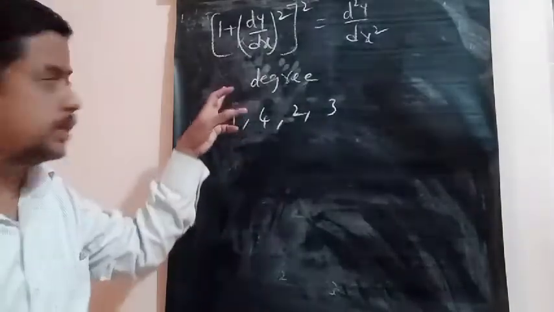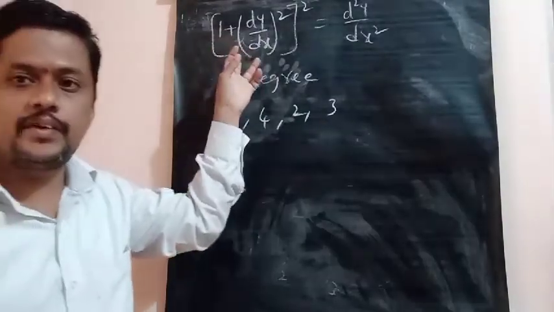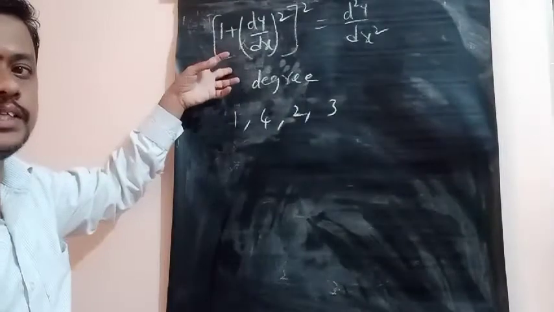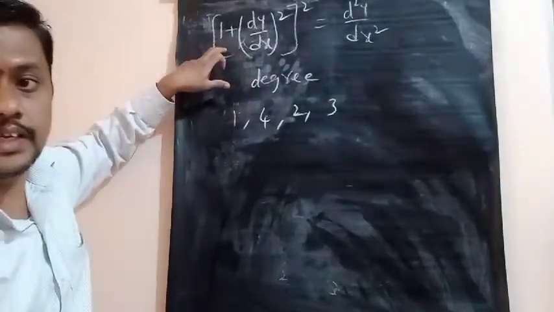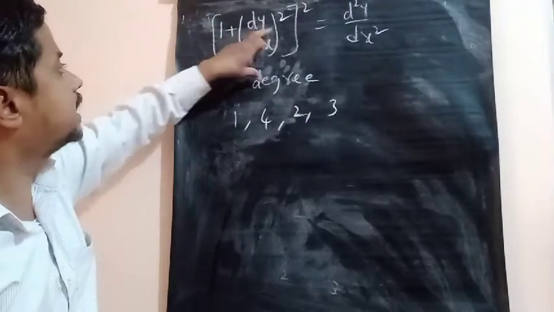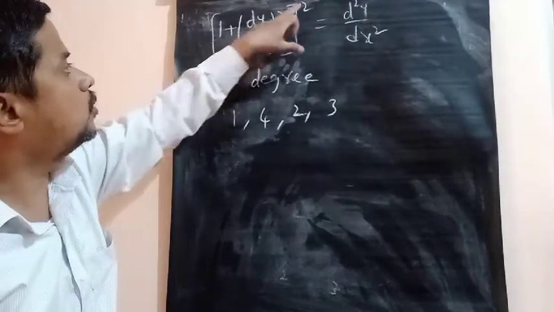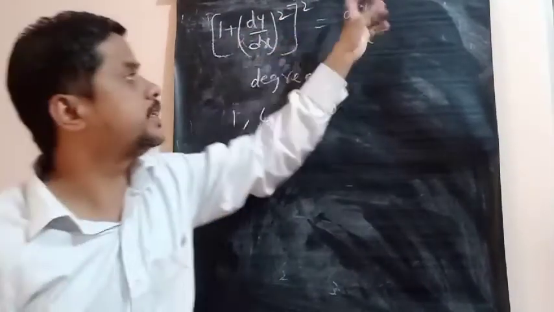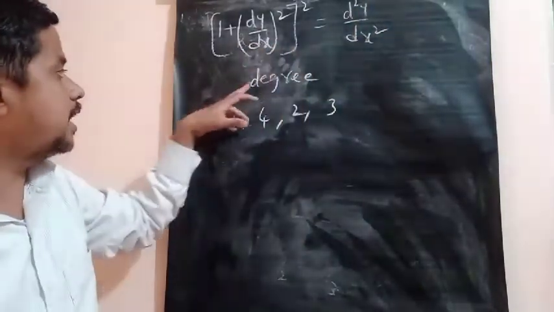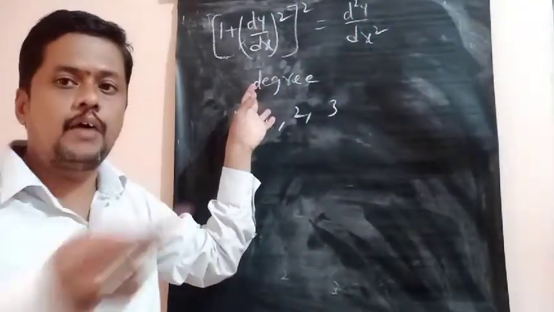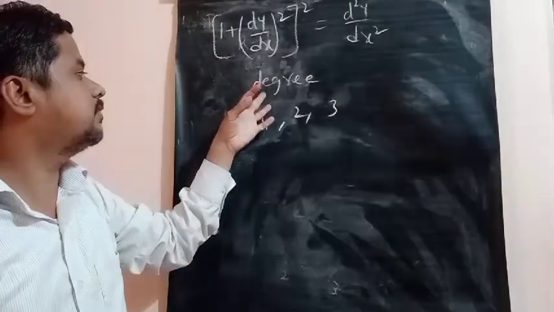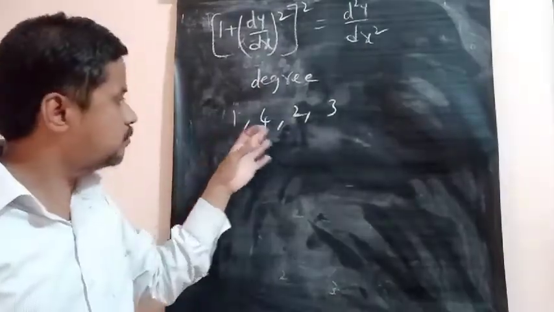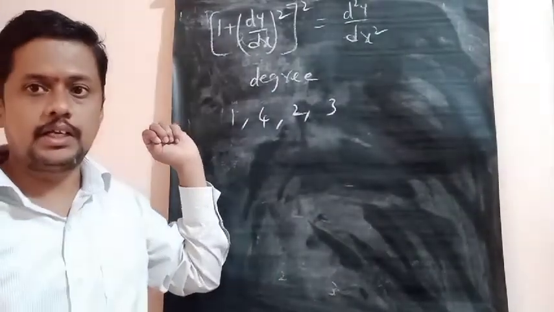See, next question. One differential equation is given here. So first you have to find out the degree of this differential equation. 1 plus dy by dx whole squared, whole to the whole square again, is equal to d square y by dx square. First you have to calculate the degree of the above differential equation. Okay. How to find out the degree? The options are 1, 4, 2, 3.